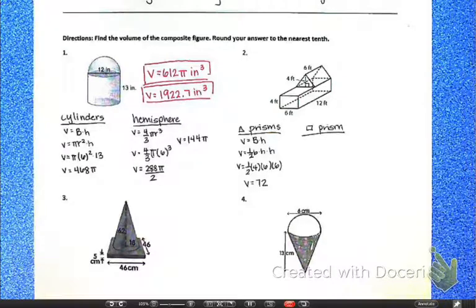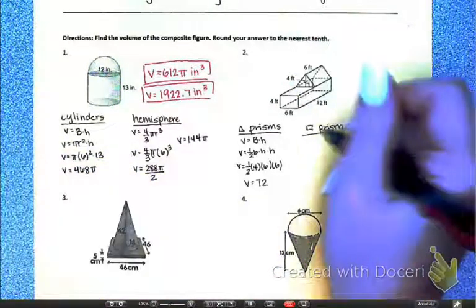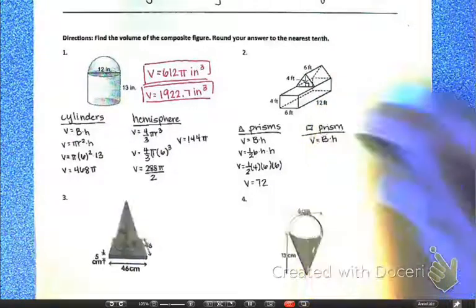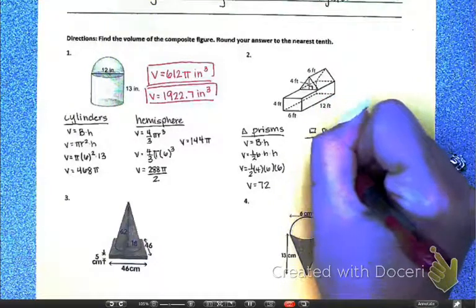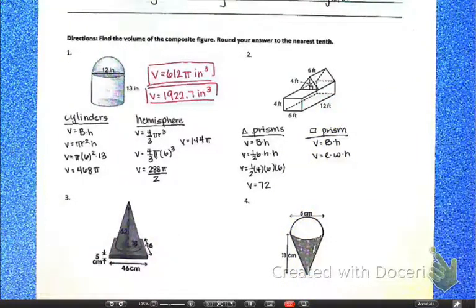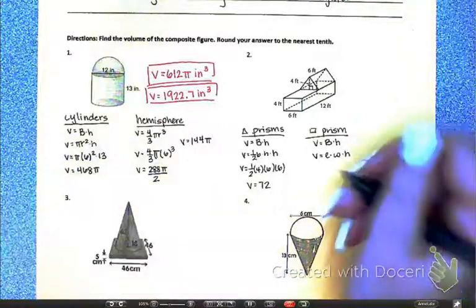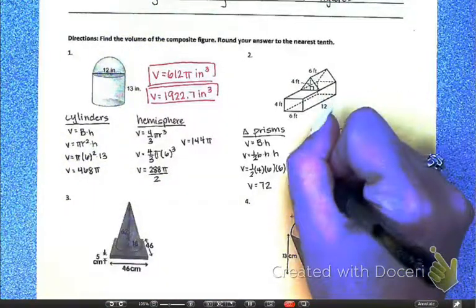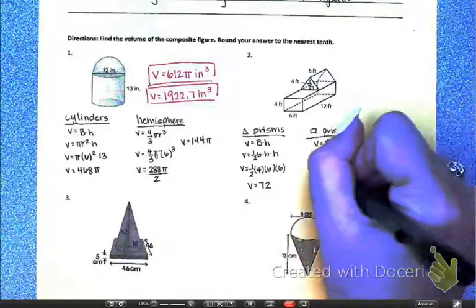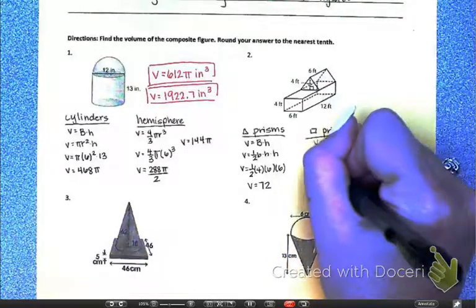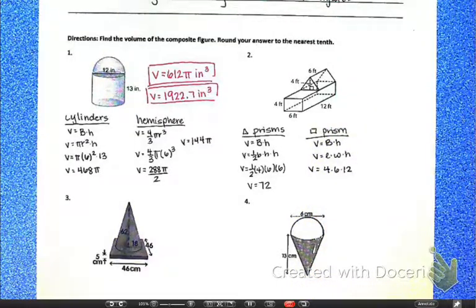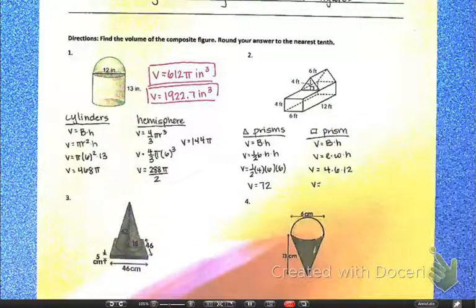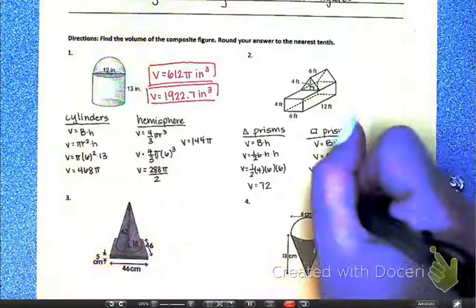And I'm going to look at the rectangular prism. So same general formula, but that big B gets replaced with length times width. What is the length, the width, and the height of the rectangular prism? 12, 6, and 4, right? So 4 times 6 times 12. What'd you get? 288. Okay.